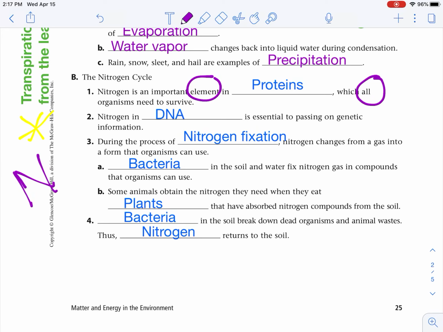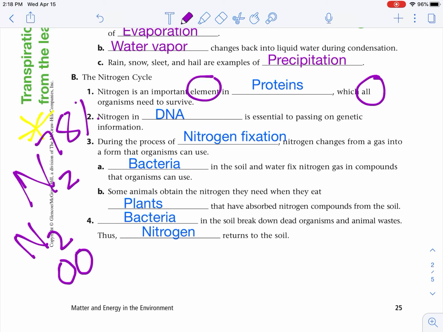During the process of nitrogen fixation, nitrogen changes from a gas into a form that organisms can use, because the gas form is actually N2. So 2 atoms of nitrogen bonded together. That makes the gas form. 78% of our atmosphere is nitrogen, but we can't use any of it in the gas form. Bacteria in the soil and water fix nitrogen gas in compounds that organisms can use.